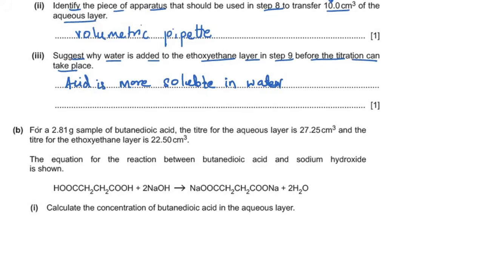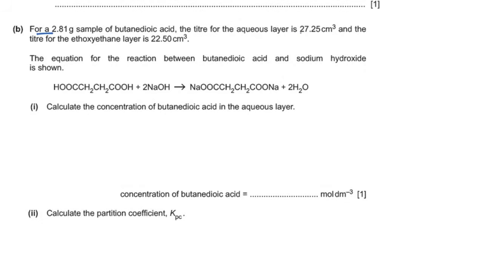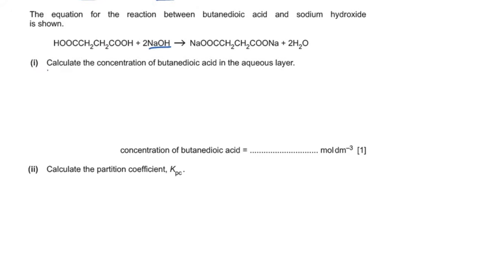If we go ahead with the next question B, it says for a 2.81 gram sample of butanedioic acid, the titer of the aqueous layer is 27.25 centimeter cube and the titer for the ethoxyethane layer is 22.50 centimeter cube. The equation for the reaction between butanedioic acid and sodium hydroxide, NaOH, is shown here. And question 1 says calculate the concentration of butanedioic acid in the aqueous layer.